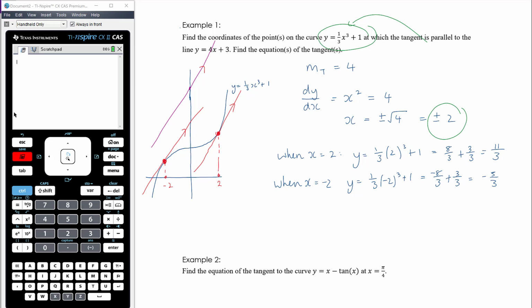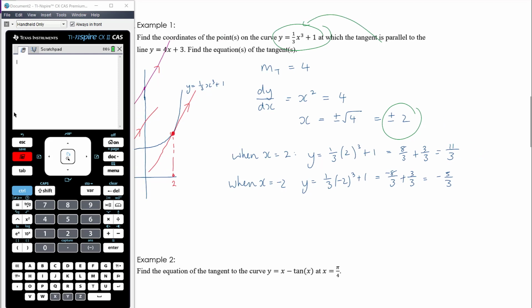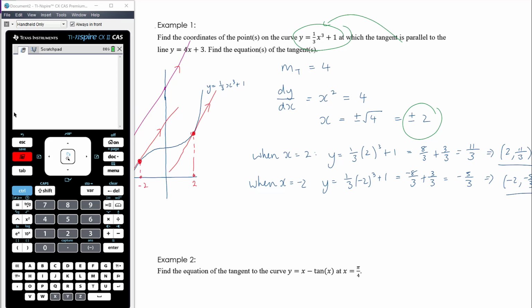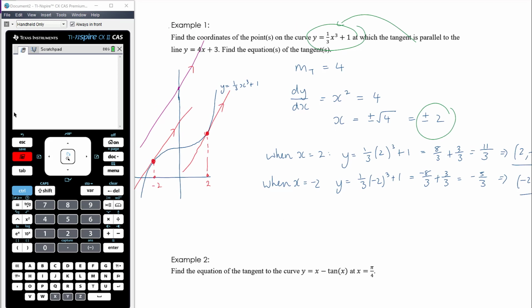Where do I need to substitute the numbers back in? What am I trying to find? Okay, so we've got the 2 points. We've got the point (2, 11/3), and we have the point (-2, -5/3). So that's find the coordinates of the points. That's the first part of the question.